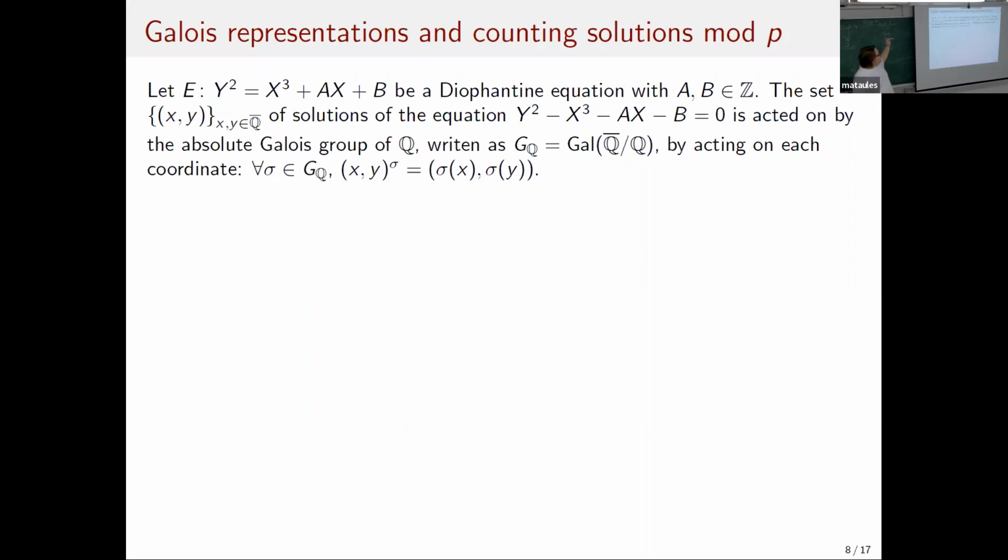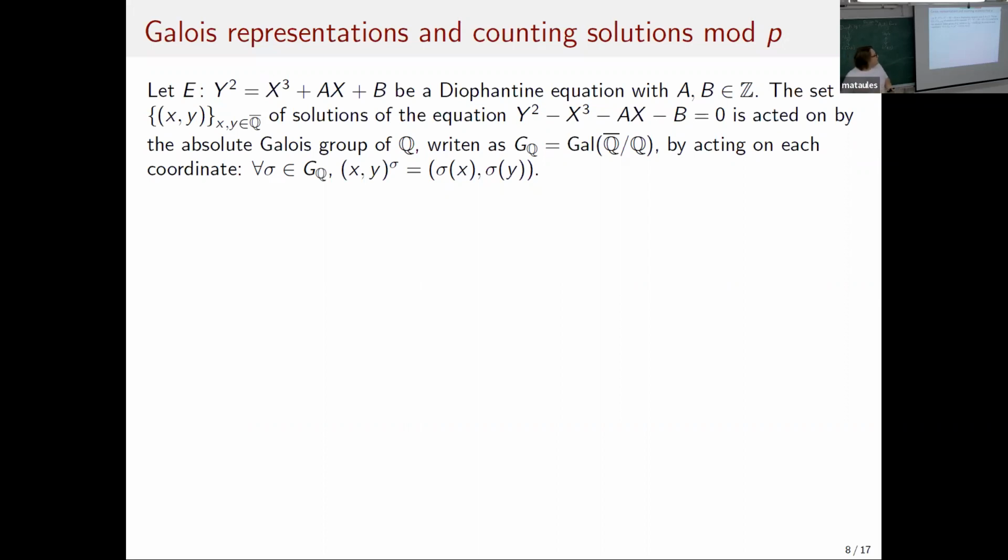So if we have this Diophantine equation right here, which is completely random, with two integer coefficients, then the set of solutions will be algebraic elements over Q. And if they are algebraic elements, it means that they belong to an extension of the field, and so there will be a Galois group that acts on them.